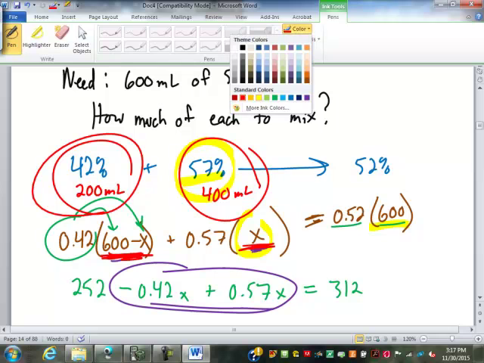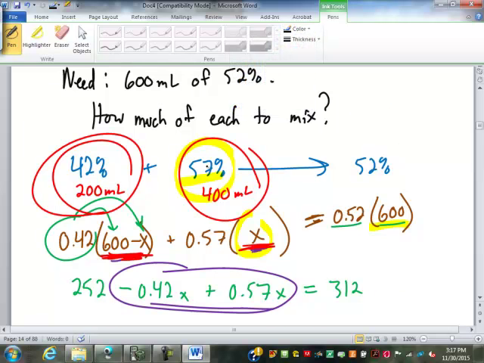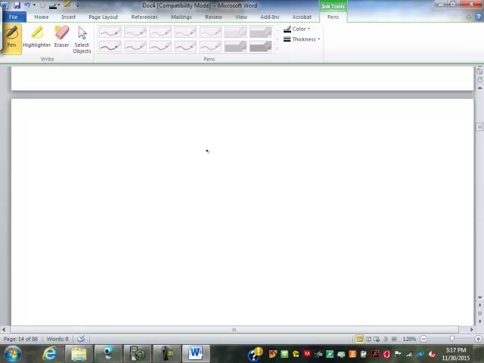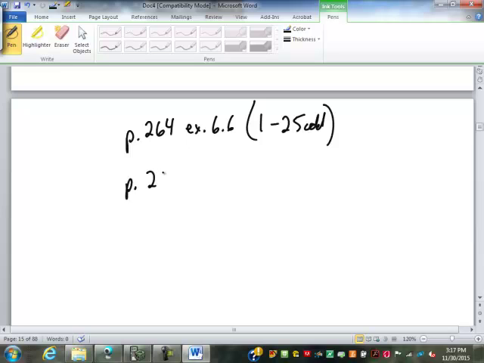Okay, we just have a few minutes left, so we don't really have time for you to try one of those. But in your book, on page 264, exercise 6.6, 1 through 25, the odds. And just in case I didn't assign this one to you before break, I'm going to put it on here: page 260, exercise 6.5, also 1 through 25, the odds.